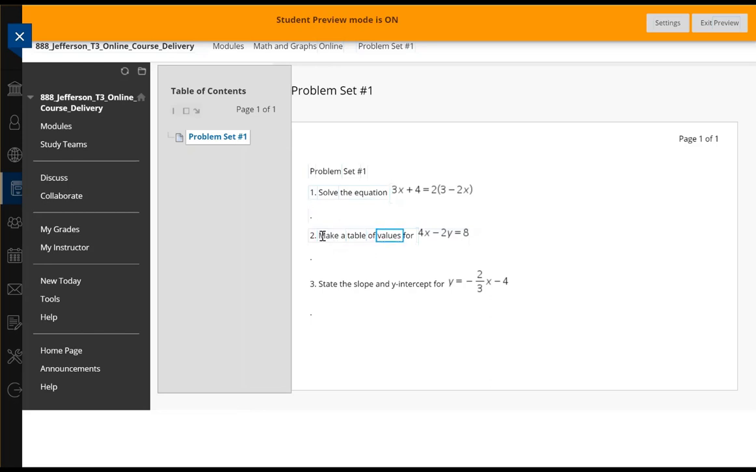To make a table of values for, and then down arrow. Image 4x minus 2y equals 8.